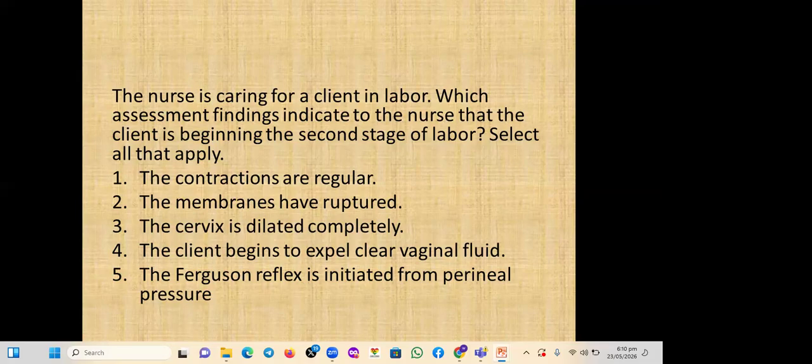I don't know whether you are getting the analogy here. Contractions occurring regularly isn't something that you can base on to say that it is stage 2 the person is experiencing. The same thing, ruptured membrane can happen within stage 1. And yesterday also, we learned that show can happen even days before the person goes into labor. So I've been quite specific.